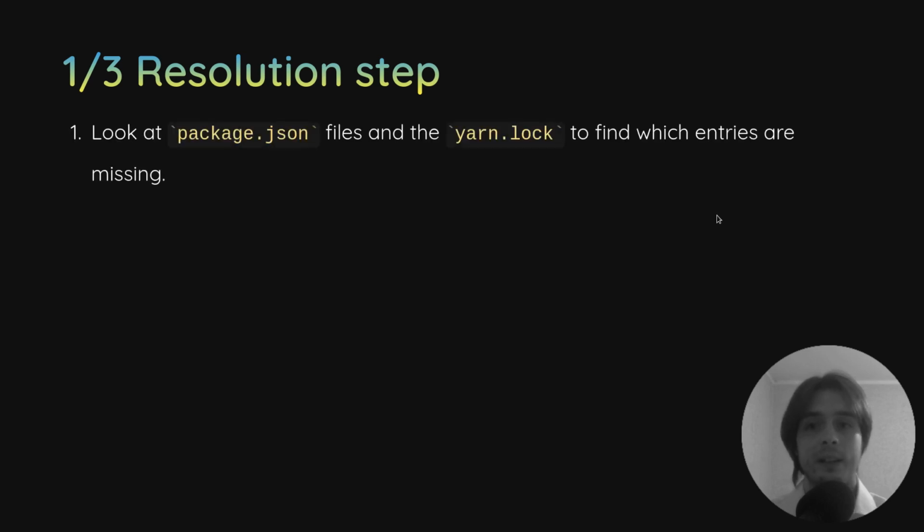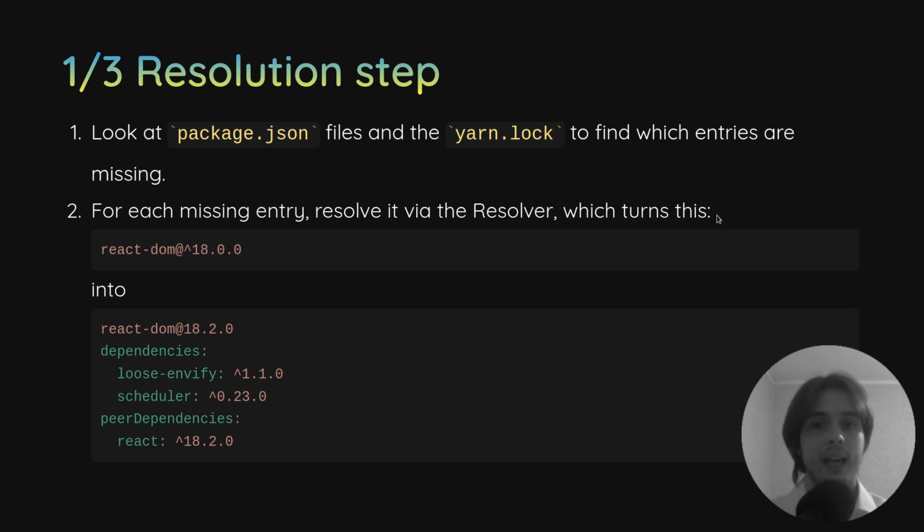In this step, Yarn will look at the package.json files and the yarn.lock to find which entries are missing from the yarn.lock. Then, for each missing entry, it will resolve it via the resolver, which basically turns a dependency specified by its name and a version range into something that has a specific version of that dependency. So for example, here we have React 18.0.0 pinned to the major. So we resolved it to exactly version 18.2.0 and also into the dependencies.